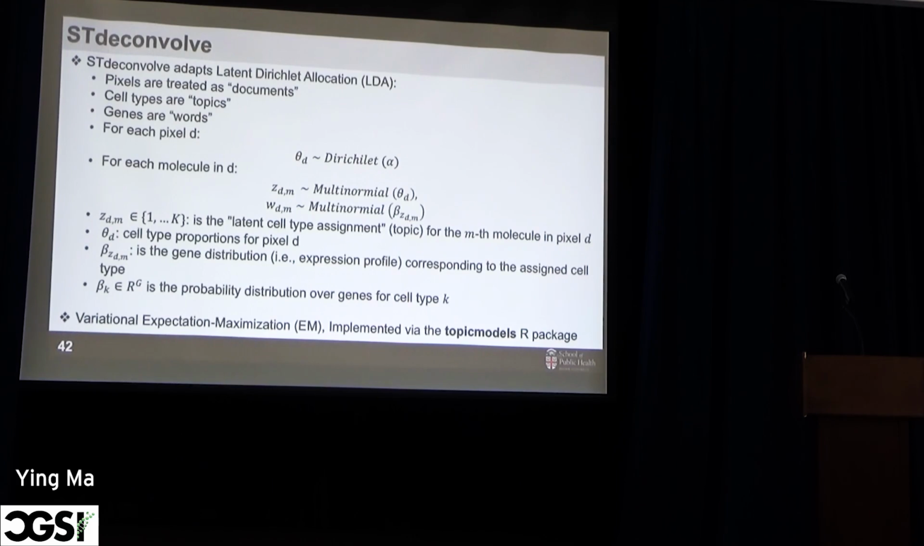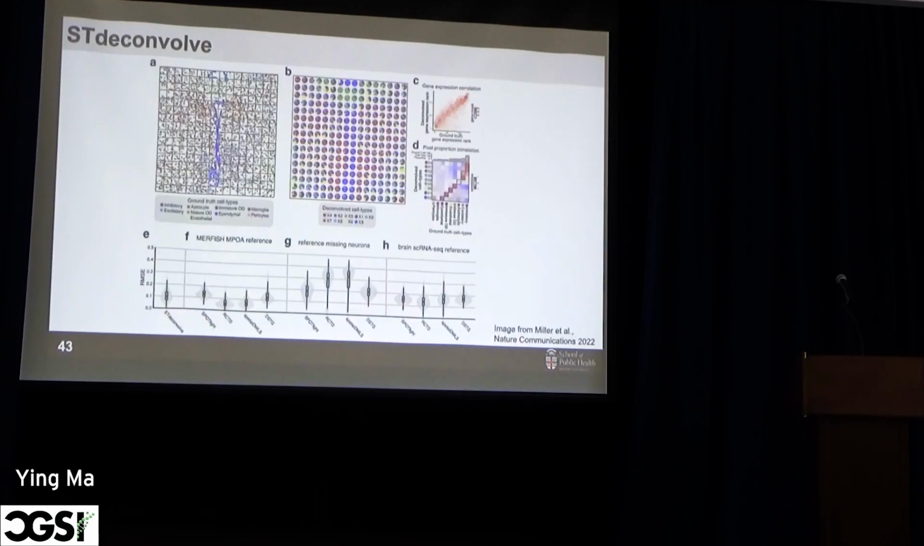And they use this variational EM algorithm to infer the cell type proportion. So the key idea is to utilize this LDA model, treating the gene expression as a document, the cell types as topics, and the genes as the words, and finally get this proportion for these topics. So these are the results for the ST deconvolution.